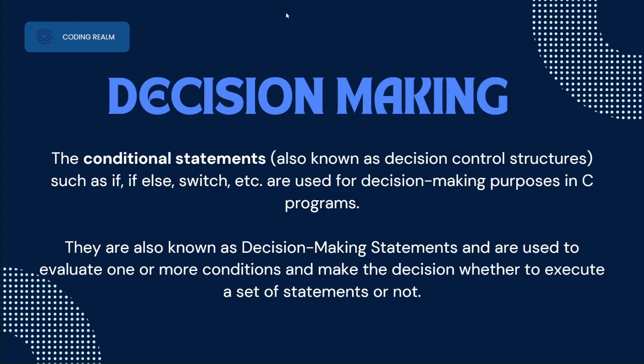Now, what is decision making? The conditional statements, also known as decision control structures, such as if else and switch, are used for decision making purposes in the C programming language. They are also known as decision-making statements and are used to evaluate one or more conditions and make the decision whether to execute a set of statements or not. These decision-making statements in a programming language decide the direction of the flow of program execution. This is the importance of decision making.